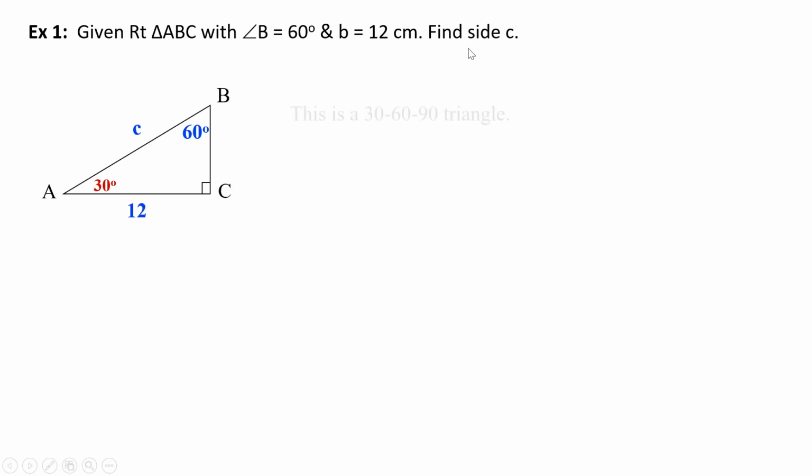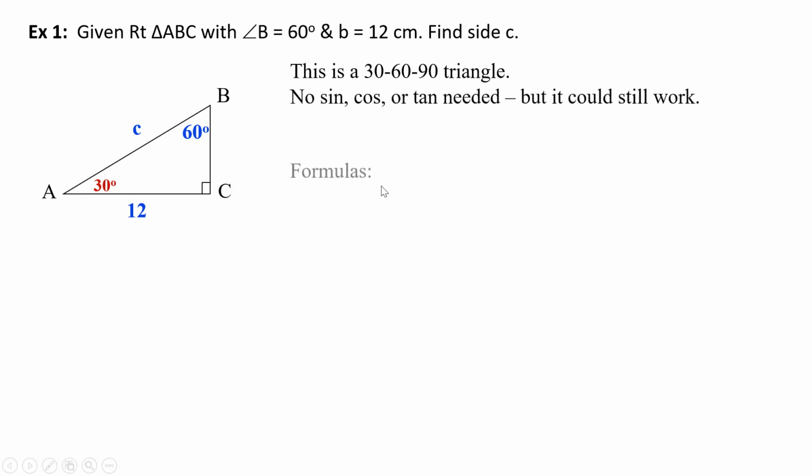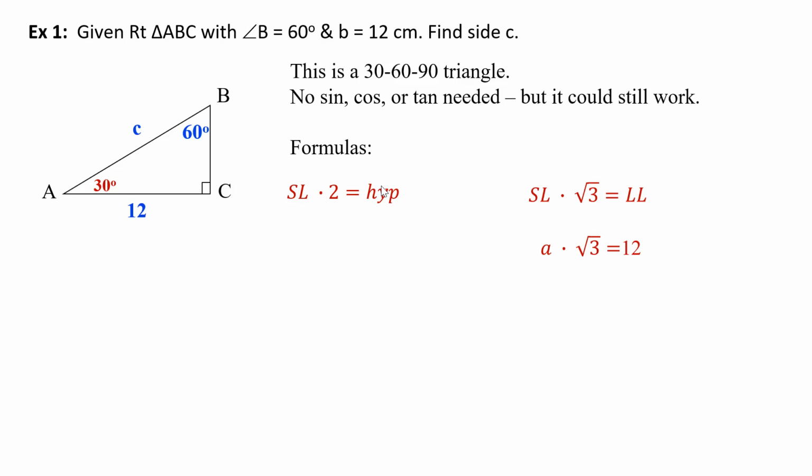Alright, if I'm going to look for side C here, this is a 30, 60, 90 triangle. There is no sine, cosine, or tangent needed, but it could still work. We could do just like we did yesterday, or I can use one of my 30, 60, 90 formulas. I have two of them: short leg times 2 equals hypotenuse, or short leg times √3 equals long leg. If we look at what we know here, we know the long leg, so I would start on the right side with that formula.